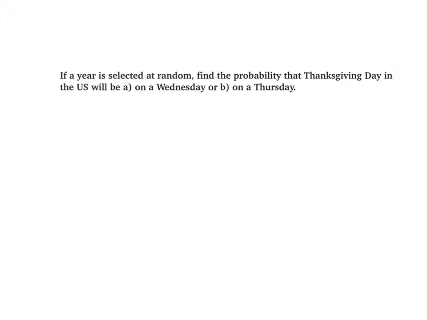Okay, real quick, we're there. If a year is selected at random, find the probability that Thanksgiving Day in the U.S. will be A, on a Wednesday, or B, on a Thursday. I think you know by now, Thanksgiving's always on a Thursday, so the probability that it falls on Wednesday is 0. The probability that it falls on Thursday, it's got to happen, so the probability would be 1. That is the highest probability that exists. That is the lowest probability that exists, 0 and 1. All probabilities fall between 0 and 1.